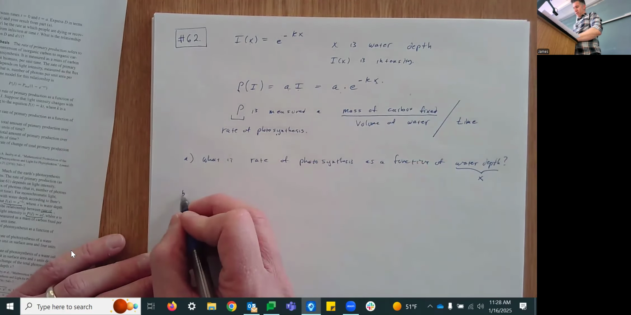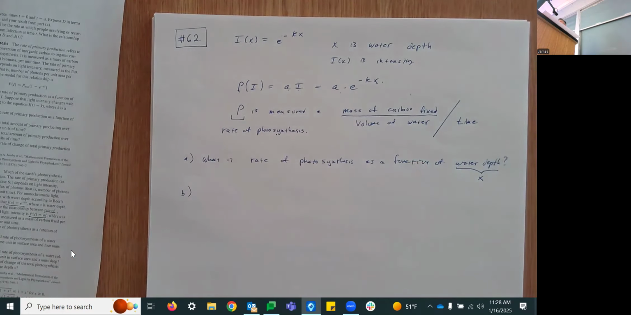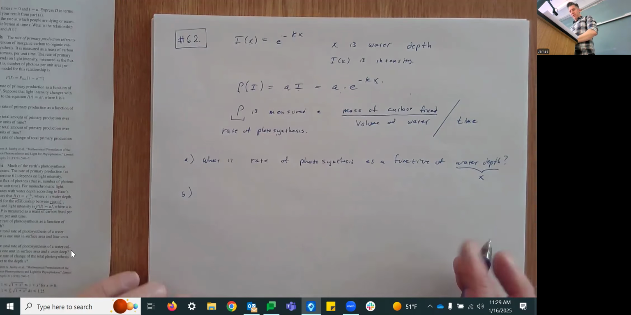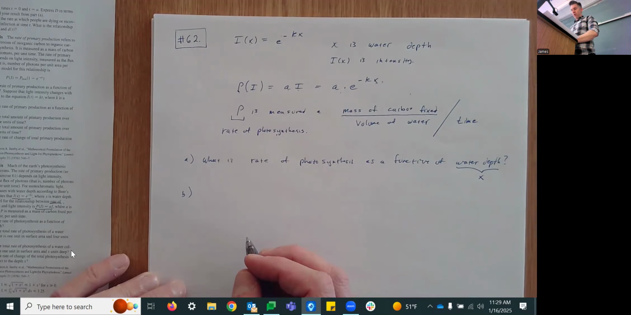Okay, question B looks a little trickier. What is the total? When you see the word total, just think, I'm probably adding up some stuff, like a bunch of rectangles. When you add up a bunch of rectangles, we're finding the area under the curve, or maybe the volume under a thing. We're integrating in some way, shape, or form, typically. So when you see total, that should be a clue that we're probably going to have to do some sort of integration. What is the total rate of photosynthesis of a water column that is 1 unit in surface area and 4 units deep?